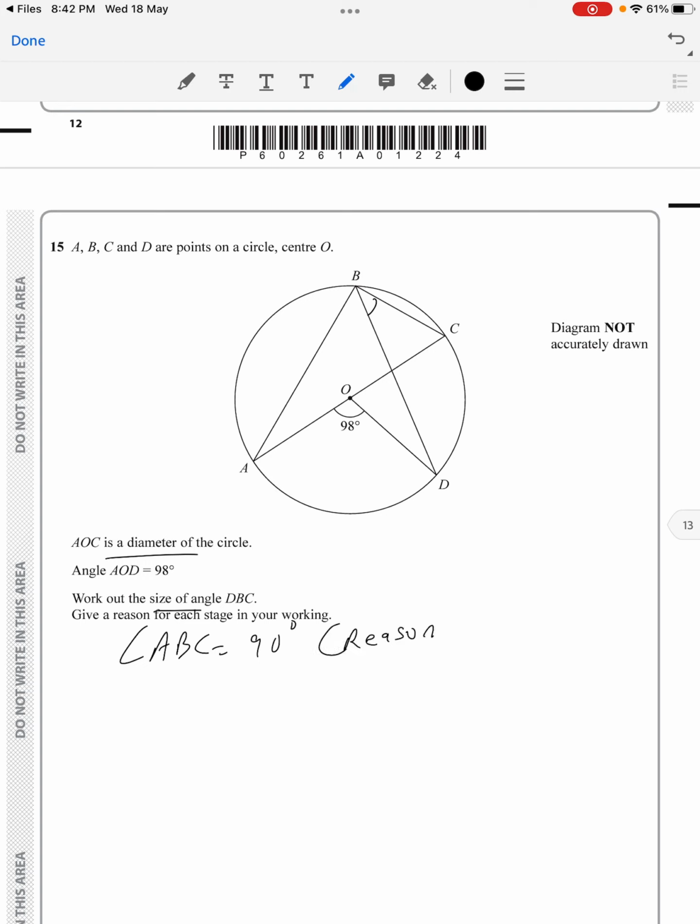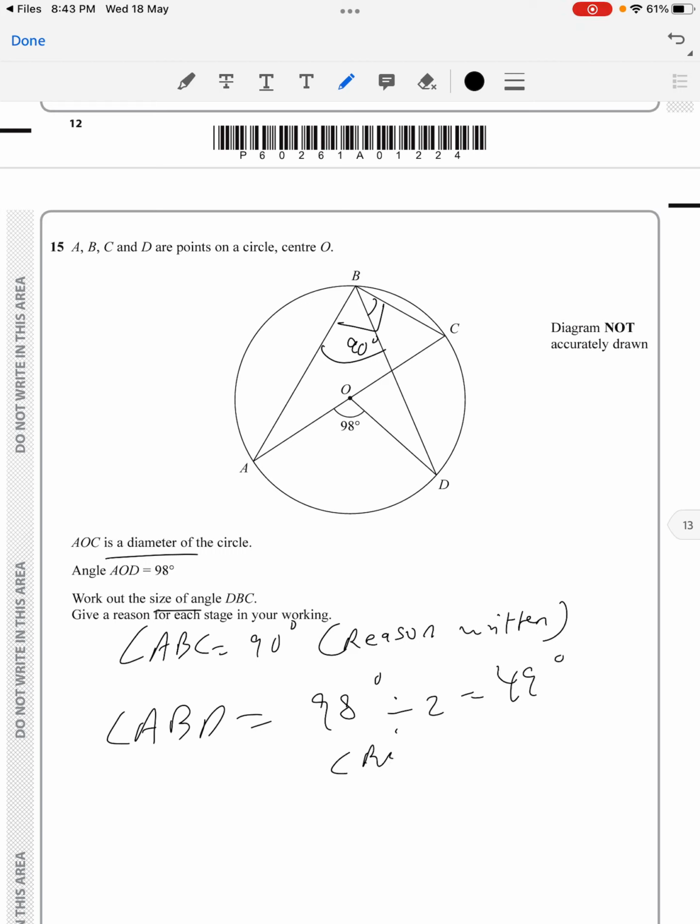Just put your reasoning. You have your reason written, okay? This is critical that you have your reason written, that the angle in a semicircle is 90 degrees. Since this is 90 degrees, we can find out the angle ABD is equal to 98 degrees divided by 2. That's because you have 49 degrees. You have to write your reason. The reason is written as well.